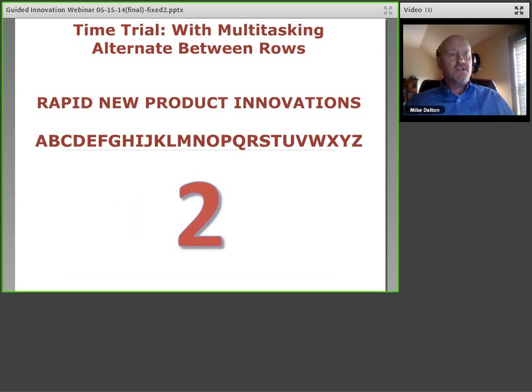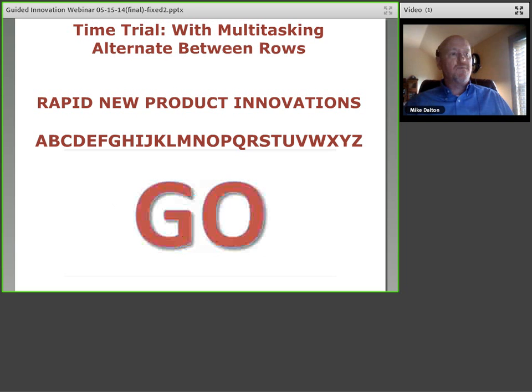So we're going to move on, and instead we're going to try this with multitasking. Whoops. Just need to go back there. Don't go yet on multitasking. I have to explain that.